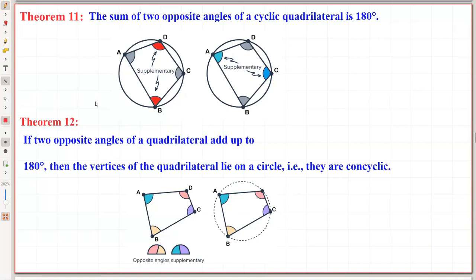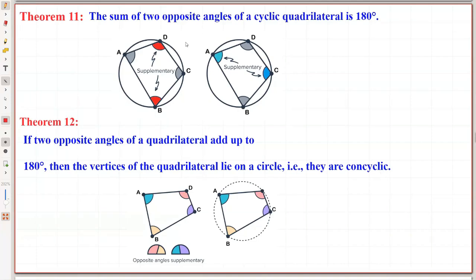Then next is the converse. If the sum of two opposite angles in a quadrilateral adds up to 180 degrees, then the vertices of the quadrilateral lie on the circle. That is called concyclic. If 4 points lie on the circle, that is called concyclic.